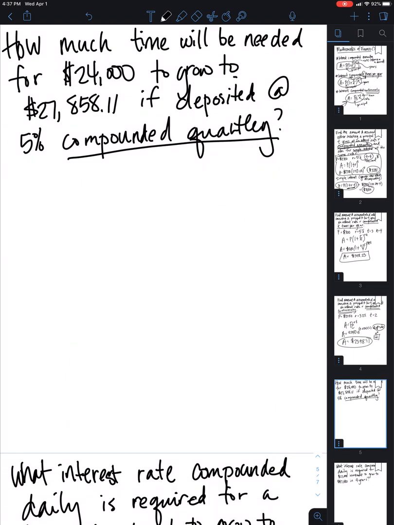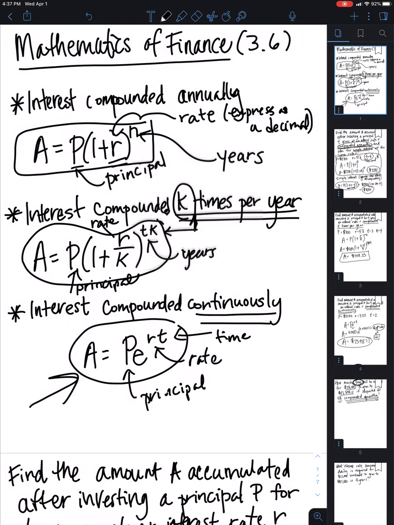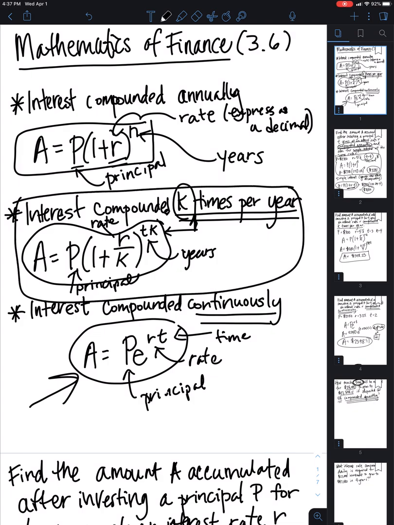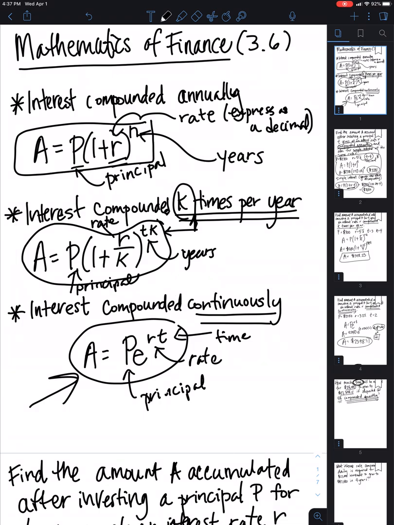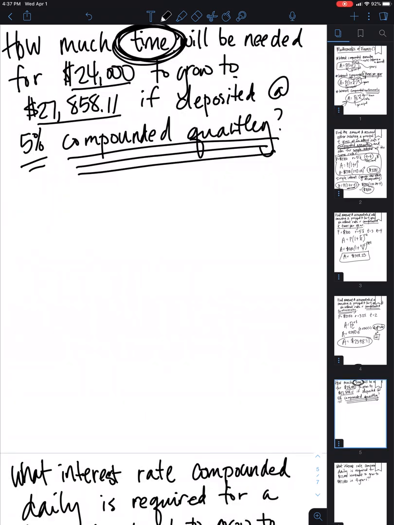All right, now we're going to get to this problem. How much time, so what am I solving for here now? I'm solving for time. How much time will be needed for $24,000 to grow to $27,858.11 if deposited at 5% compounded quarterly? So I am going to use this equation right here, K times a year. Quarterly is how many times a year? That would be 4. So hopefully you can remember that quarterly is 4 times a year.